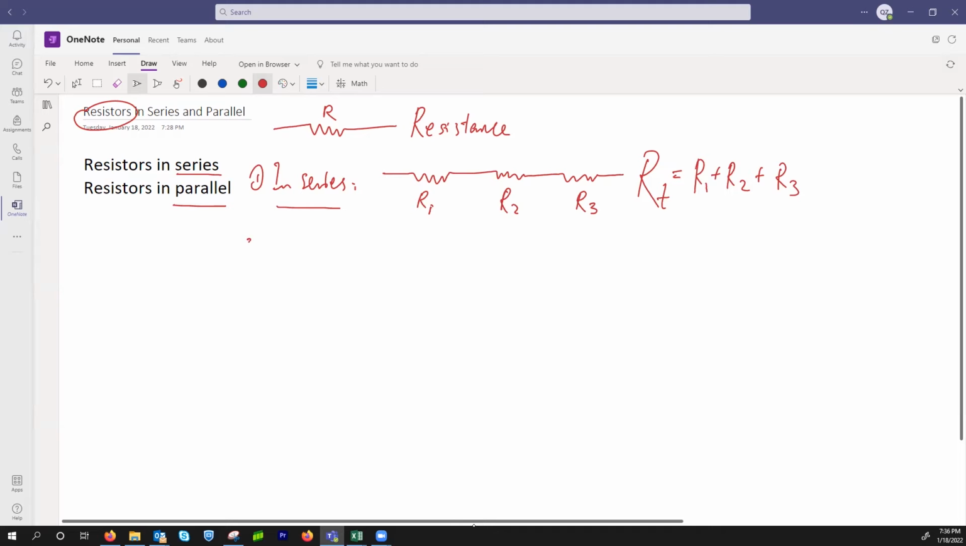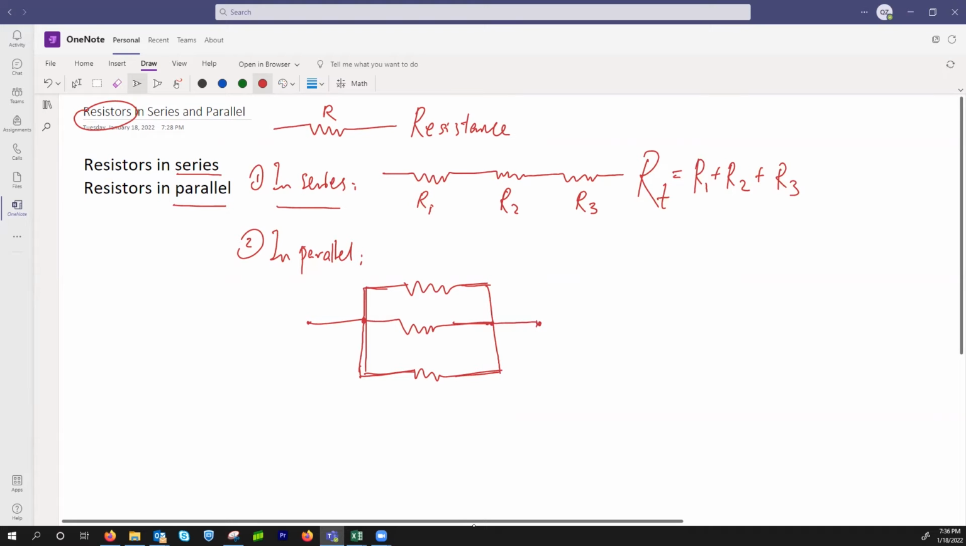What about in parallel? Let's assume that we have another 3 resistors. If they are connected in parallel, which means one end of the resistors are connected together, and another end of the resistors, they are connected in parallel with each other. Okay, let's label them R1, R2, and R3. So this is an example of resistors being connected in parallel.